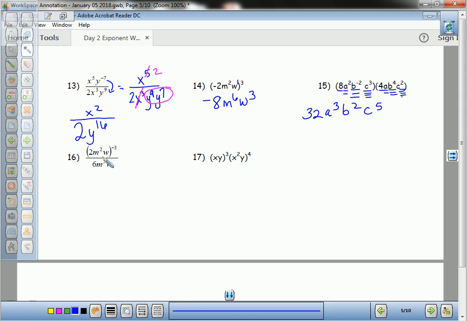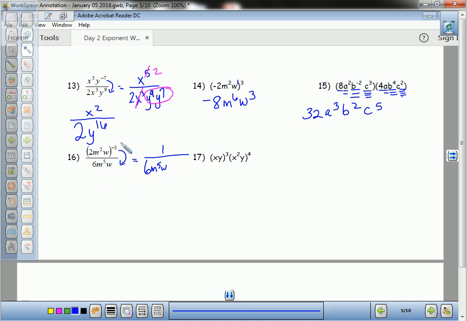All right, let's take a look at number 16. Number 16 is interesting because the entire numerator is raised to a negative exponent, so the entire numerator moves. But when an entire numerator moves, we've got to have that 1 remaining. So we have the 1 there. And then all of this gets raised to the 3rd power.